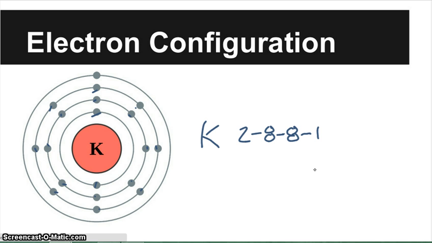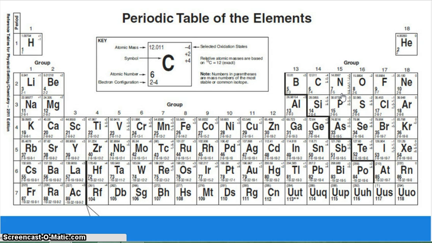This is also found on your reference table. If you go to the periodic table in your reference tables, the electron configuration is always going to be found down here in the lower left corner underneath your atomic number. So that already maps out where the electrons are in terms of their energy levels. Your periodic table is also kind of divided into energy levels. So if we find potassium, which is over here, number 19, we should see our 2, 8, 8, 1 that we just wrote out.